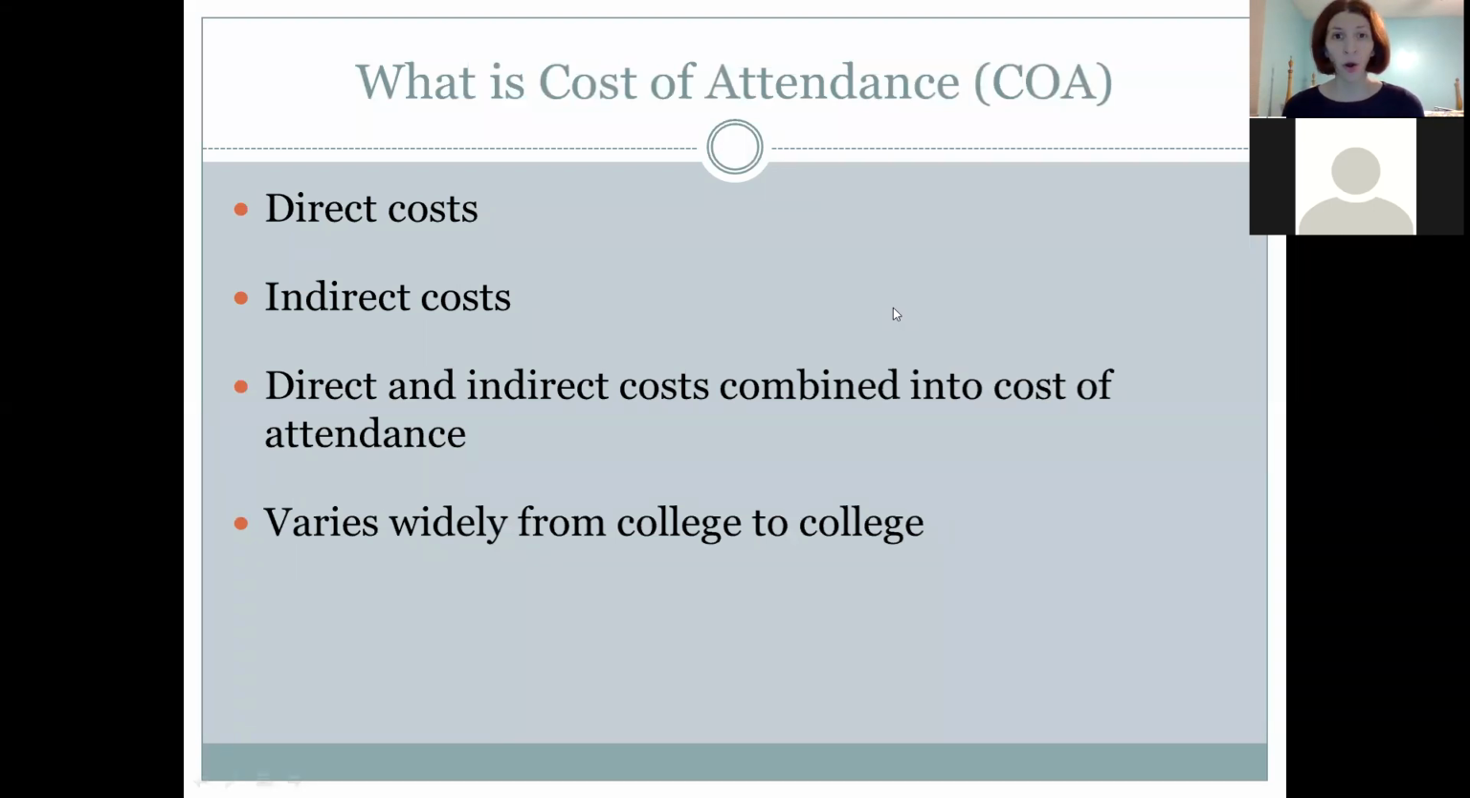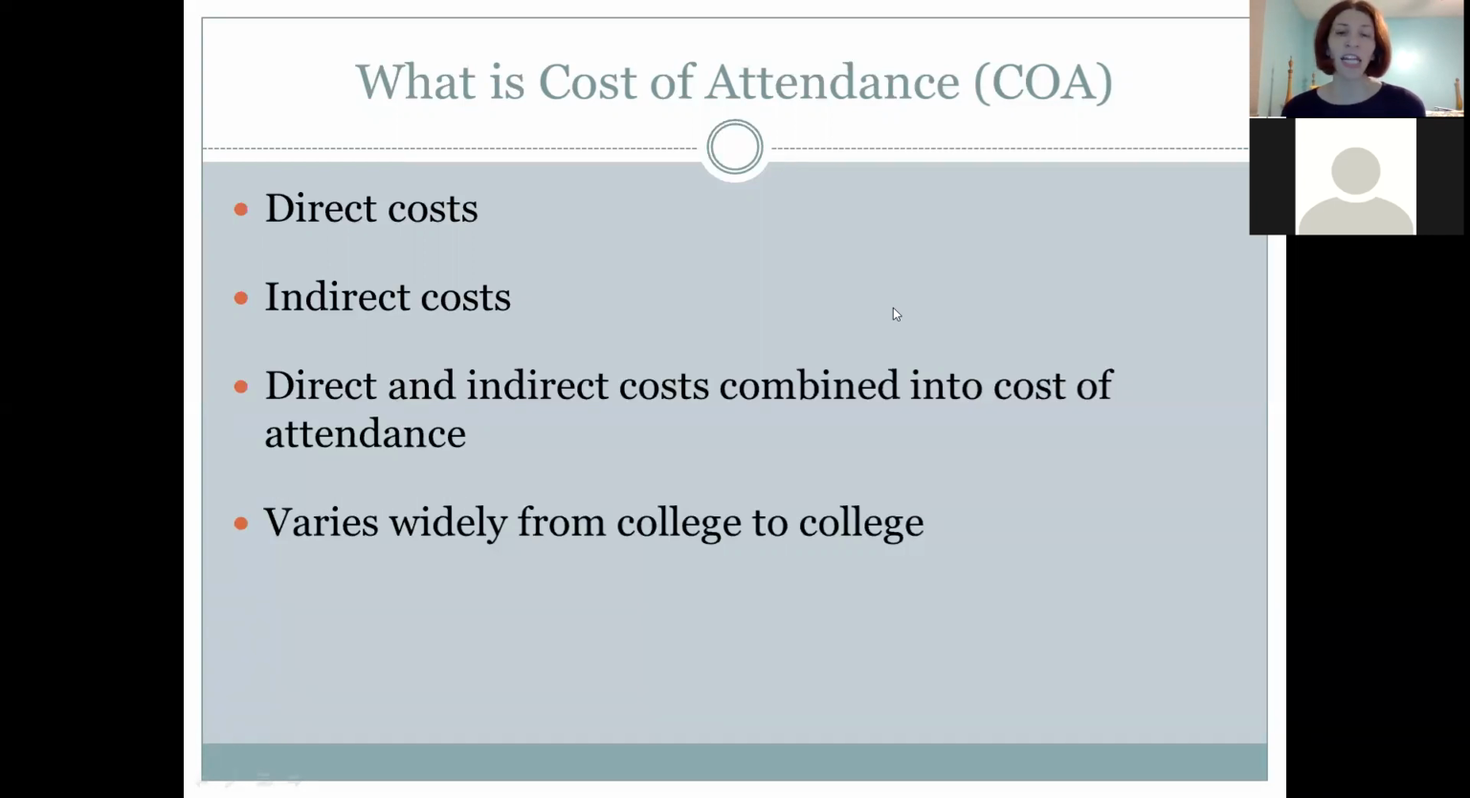So I wanted to go over, as I said before, we use so many acronyms in financial aid, and we sometimes forget that not everyone knows what we're talking about. So I wanted to go over with you some of the more common things you're going to hear, and also how it relates to the financial aid packages. So what is the cost of attendance, or the COA, as you will hear referred to often?